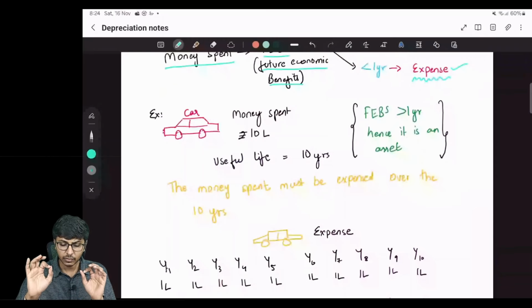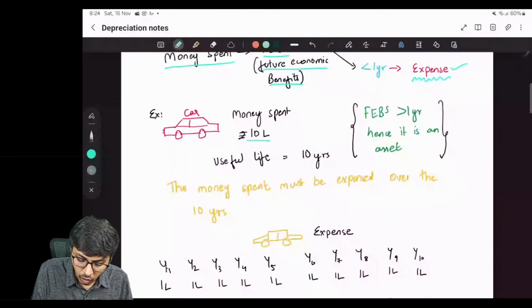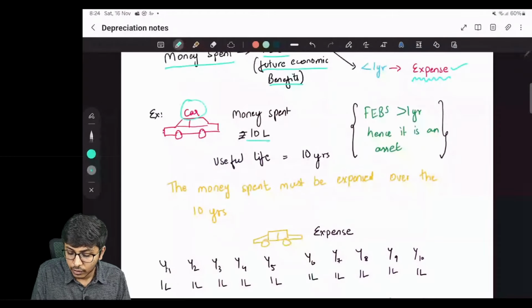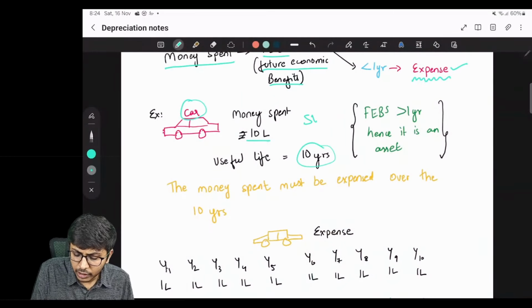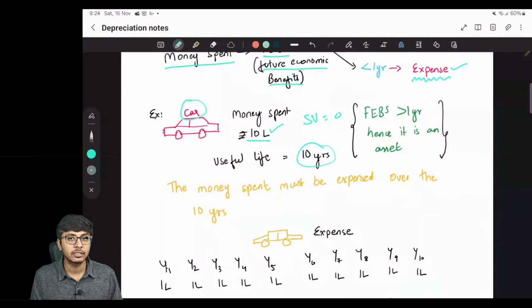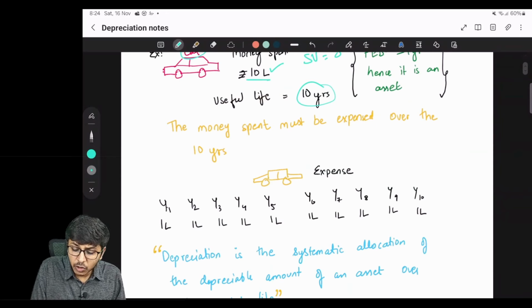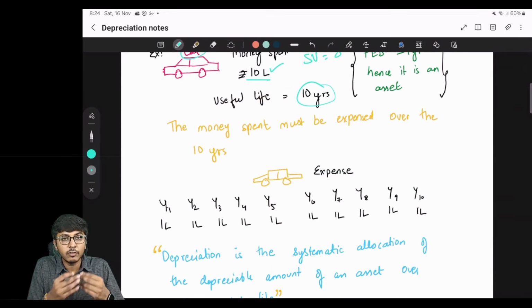Got it? Okay, so in our example here, quickly, we have spent 10 lakhs on a car. Okay, useful life is 10 years. Scrap value we are assuming is zero. That means after 10 years I am not getting any scrap value for this car. So how much should I depreciate? I should depreciate the entire 10 lakhs, correct. So if you see, money should be expensed. Whatever I've spent on this car, which is an asset, I should expense this money. Should I expense the entire 10 lakhs in the first year only?